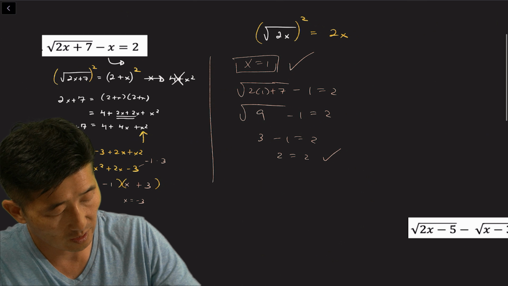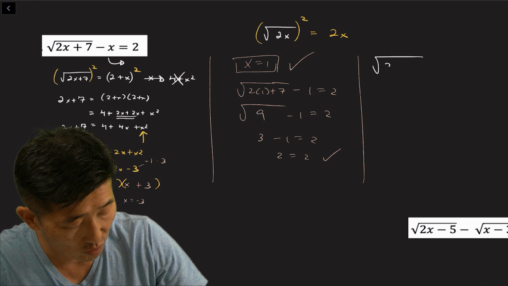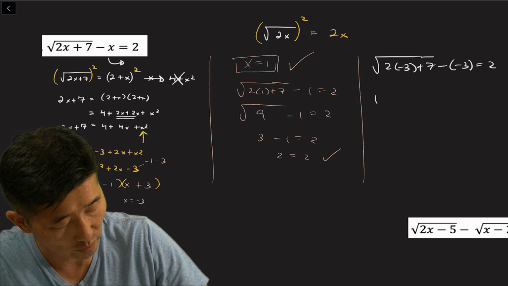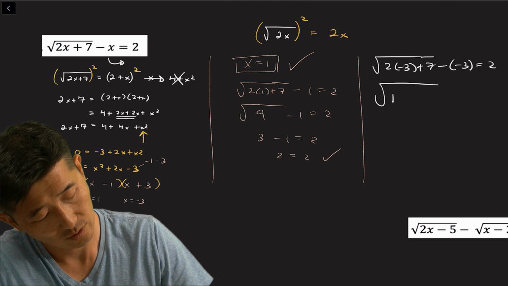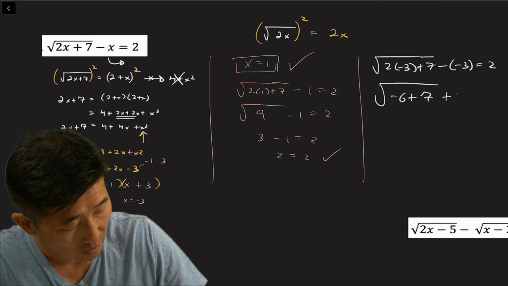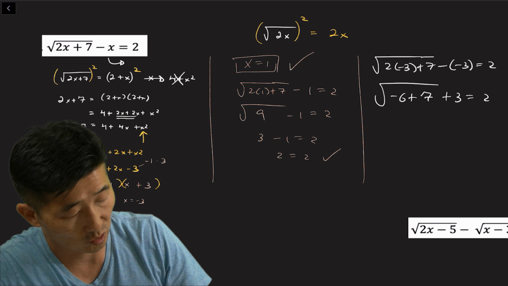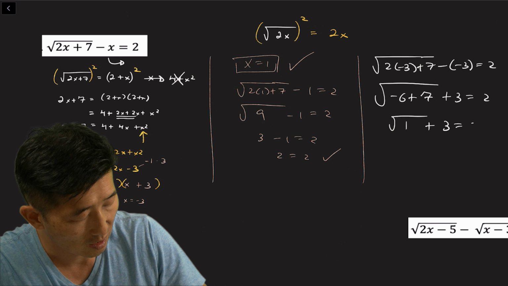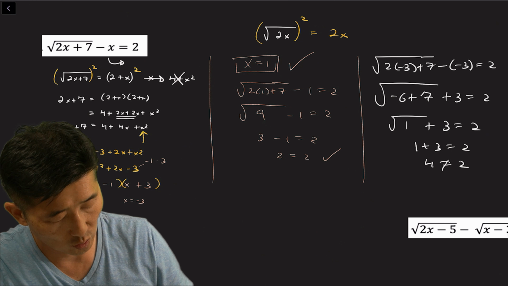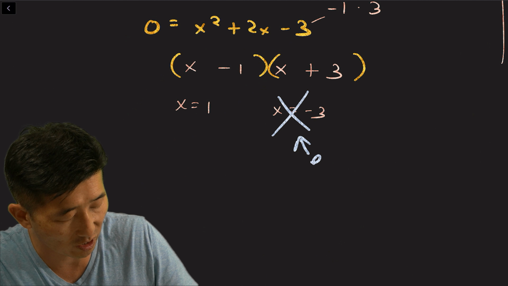Okay. And then the next term, we're going to try negative 3. So square root of 2 times negative 3 plus 7 minus negative 3 equals 2. So we get, I'm sorry, that's negative 6 plus 7, which becomes 1. And notice something: plus 3 will always be bigger than 3, so it's not going to equal 2. Or square root of 1 plus 3. 1 plus 3 equals 4. 4 does not equal 2. So here we're not going to choose x equals negative 3. This is what you call an extraneous solution.